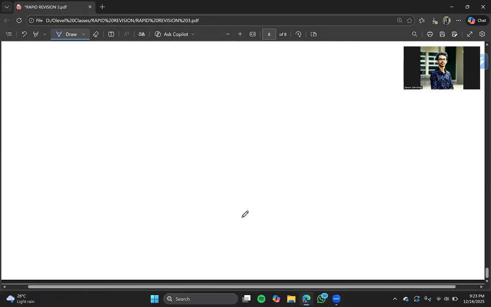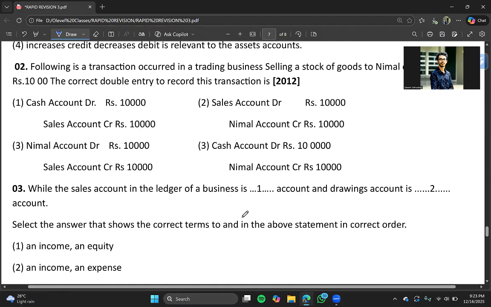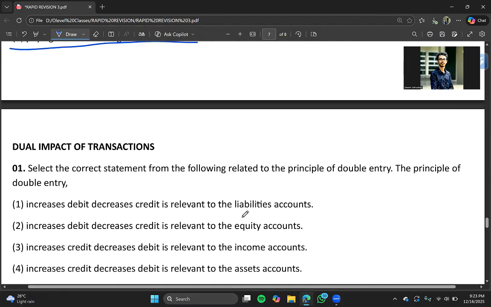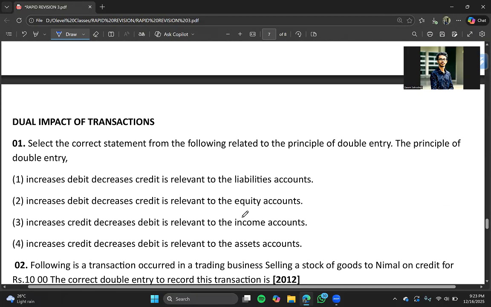And then we'll quickly go through the accounts, double entry systems, right? Dual impact of transactions. So we have to select the correct statement from the following related to the principle of double entries. Increase in debit, decrease in credit is relevant for liabilities. No. Increase debit, decrease credit is relevant for equity. No. Increase credit, decrease debit is relevant for income accounts. Yes. When income increases, it gets credited. When income decreases, it gets debited. Right.